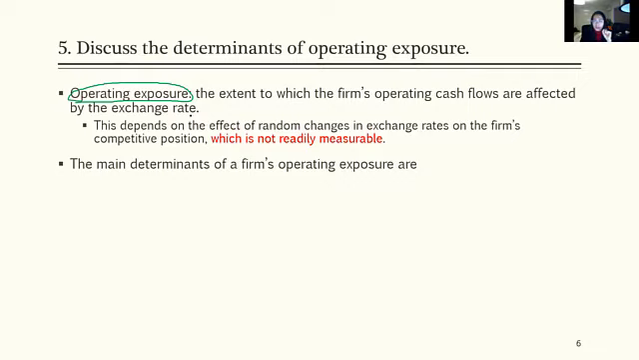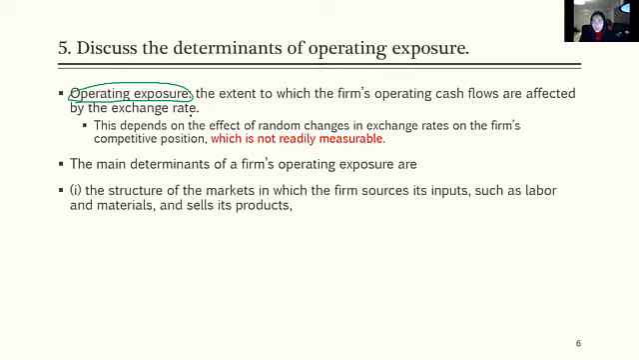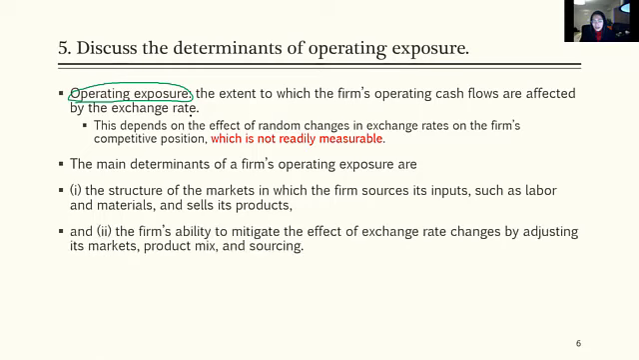So in terms of the determinants of a firm's operating exposure, or how would the firm react to an exchange rate movement, there are two main factors. The first one is the structure of the markets in which the firm operates. I'm going to talk about an example later on in the next slide. And the second factor is the firm's ability to change in response to the exchange rate change, okay? So for example, how much can you differentiate your product relative to your competitors, okay?